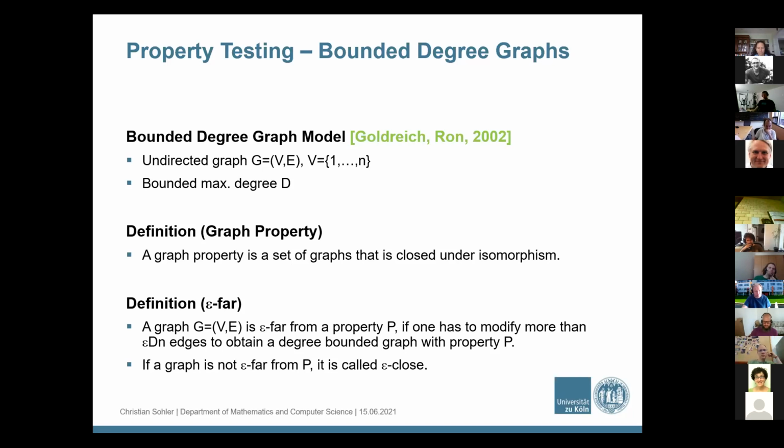Now, this definition of epsilon far always depends a little bit on the precise input model we are using. For example, in the dense graph model, one would have to modify more than epsilon n squared edges. And in general, the assumption is that you are epsilon far if you have to change an epsilon fraction of the object's description to obtain an object that has the desired property. If a graph is not epsilon far from a property P, it is called epsilon close.